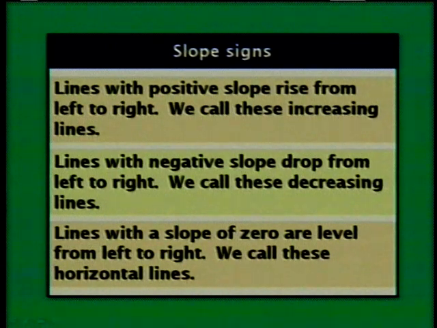Lines with a slope of 0 are level from left to right. We call these horizontal lines. If the line is horizontal, when you move from one point to the next along the line, the rise is 0. 0 divided by any non-zero run is 0. Lines with a slope of 0 are level from left to right.